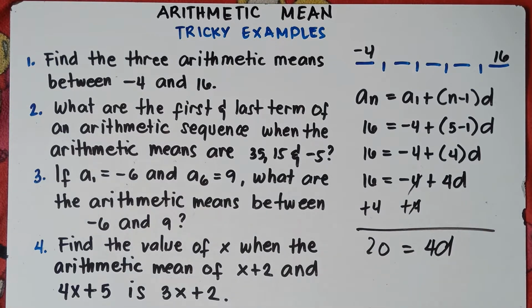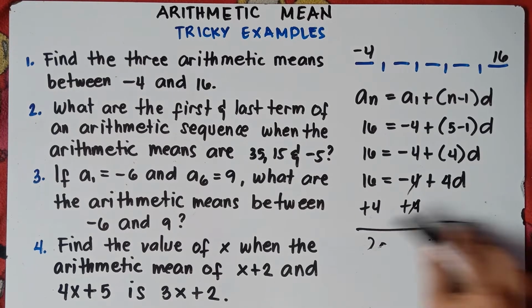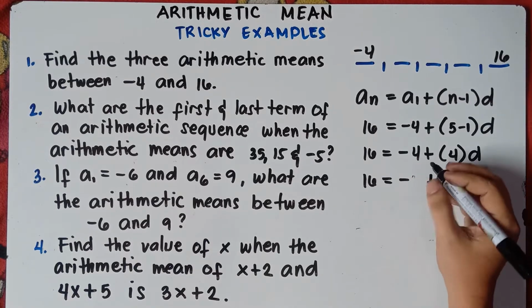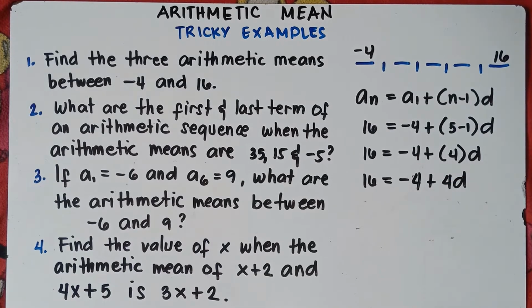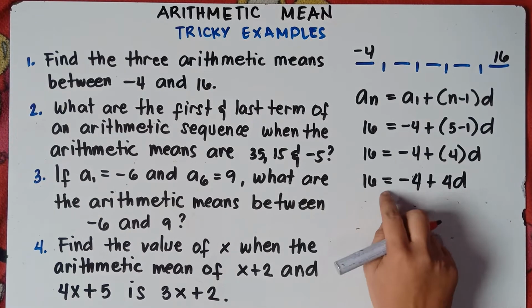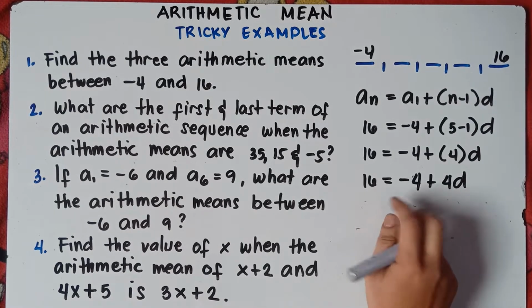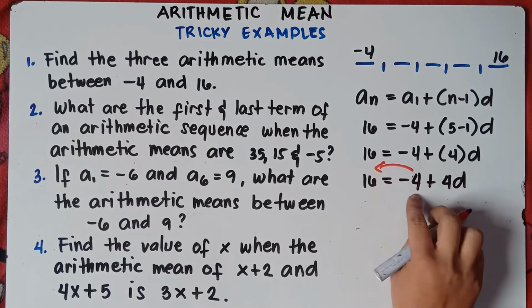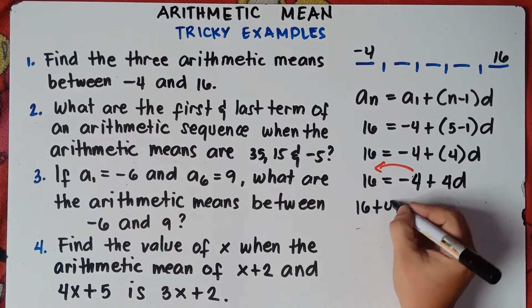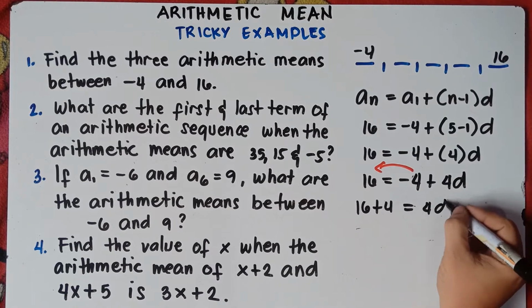But most of the students, class, are confused with these properties of equality. So the thing that you will do, class, is simply transpose -4 from right to left. Once you transfer a term across an equation, you always change the sign. So this is negative, it becomes positive. This will be 16 plus 4 equals 4D.